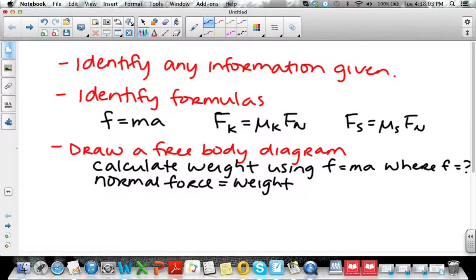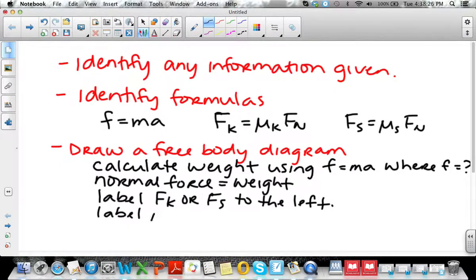Then you've got, let's see, if you know the friction force, label that. If you don't, label Fk or Fs to the left. We're just going to be consistent. Label friction going to the left. And then label your push going to the right.